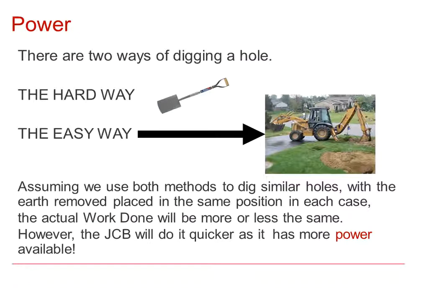So there are two ways of digging this hole. There's the hard way with a spade or the easy way with a JCB. Assuming we use both methods to dig a similar hole with the earth placed in a similar position, the actual work done would be more or less the same. However, the JCB will do it much quicker as it has more available power.